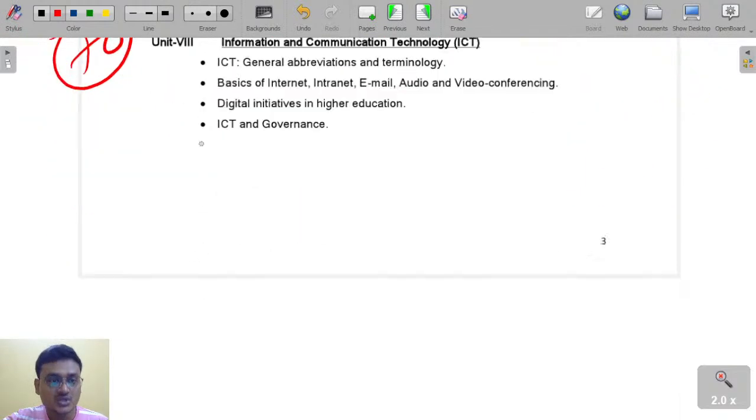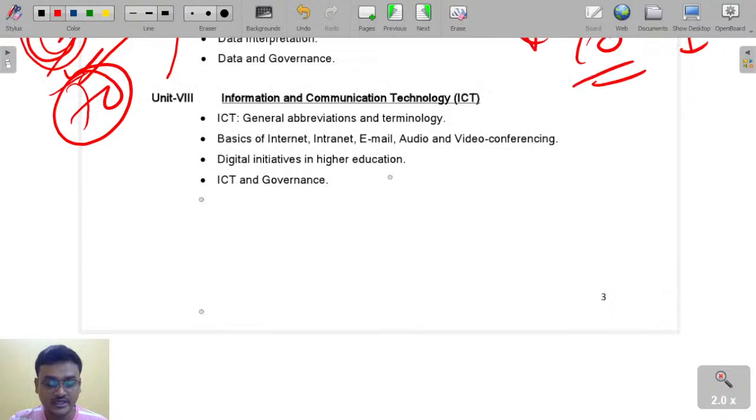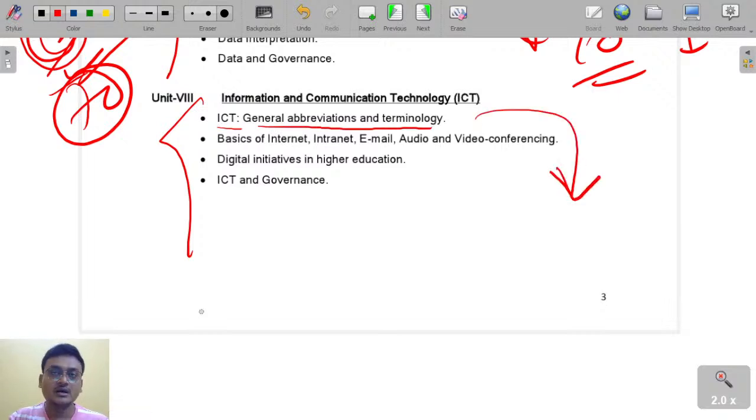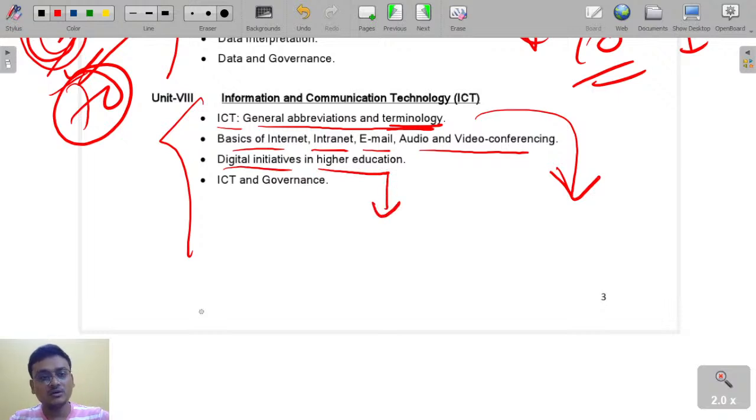Now, here is information and communication technology. In ICT, general abbreviations and terminology will be there, like RAM, ROM, random access memory, internal memory. Then the basics of the internet, what is an intranet, what is email, audio and video conferencing, digital initiatives in higher education like SWAYAM, e-Pathshala. These are all things you need to cover. And ICT and governance, the applications of ICT in governance.